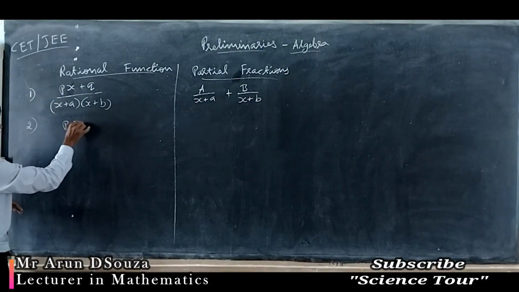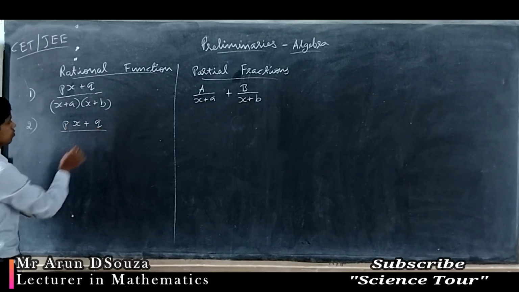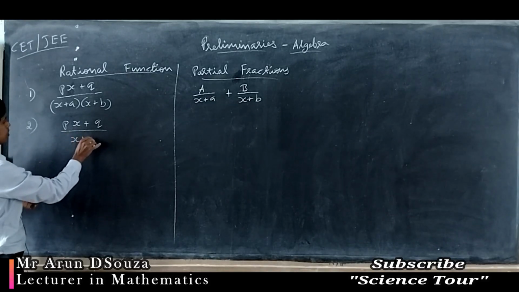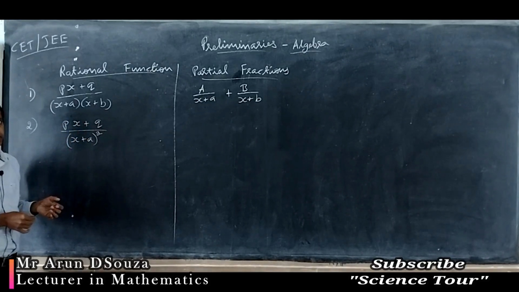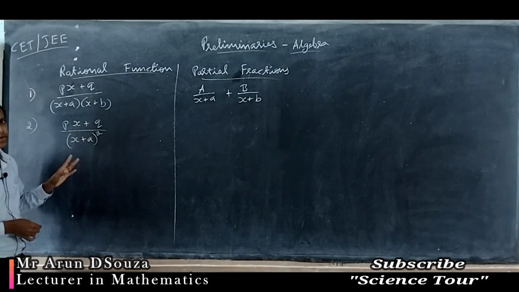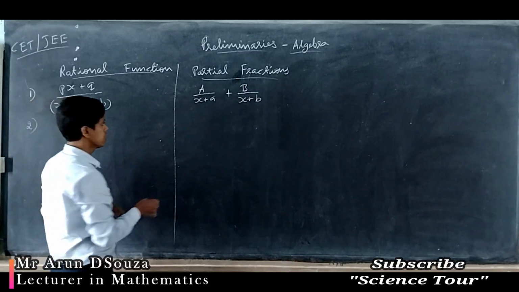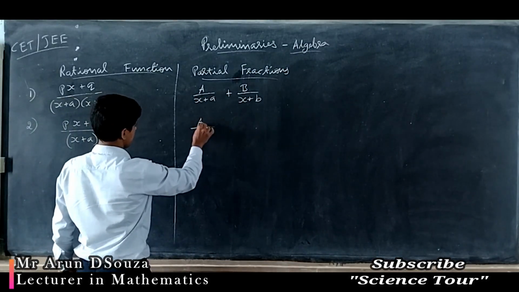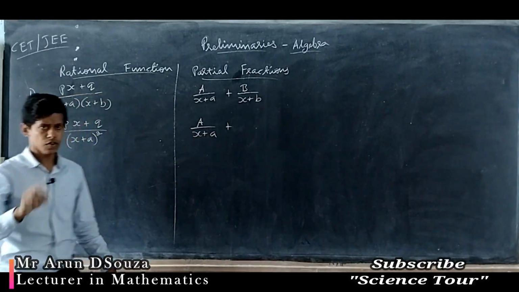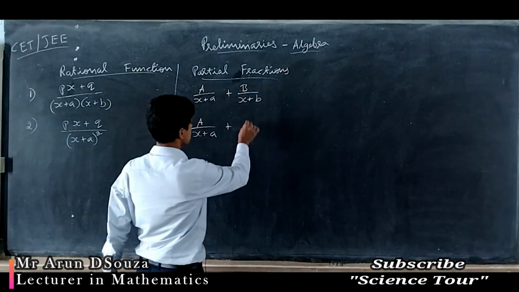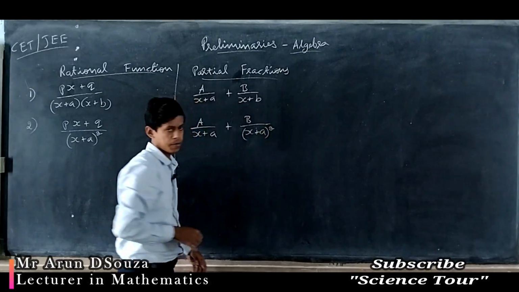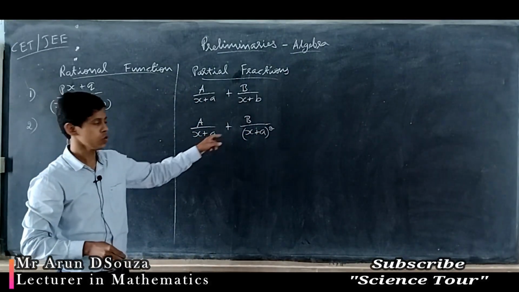Well, next, how do you write if you have anything like this? Let us say px plus q divided by repeated factors, that means x plus a whole square. That means you have x plus a into x plus a, both the factors are same, they are repeated. Then how do you write this? You write this as a by first x plus a, okay, first without square, then with the square. So with square we write x plus a whole square. So remember, first without square and then with square.